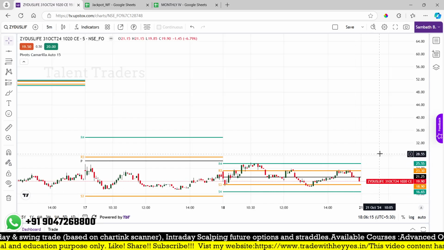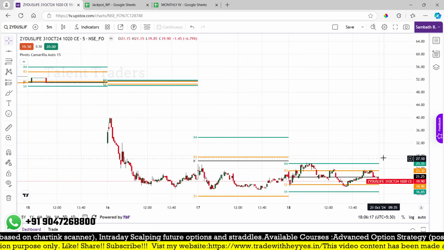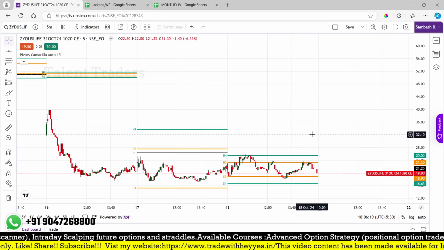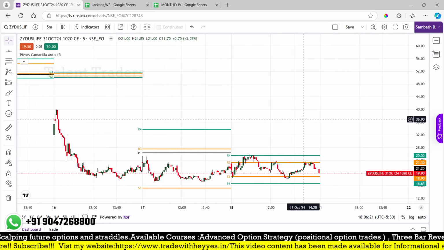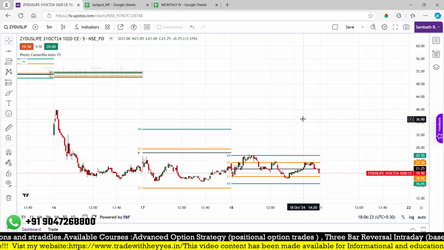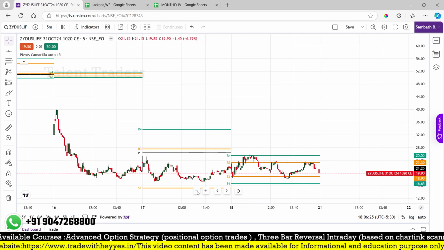Maybe S4 is the stop loss, but it doesn't touch. Stop loss is not triggered. It's slightly lower than our entry point. Maybe we have to track how it is going to perform in future, so that we can use it for a positional also.